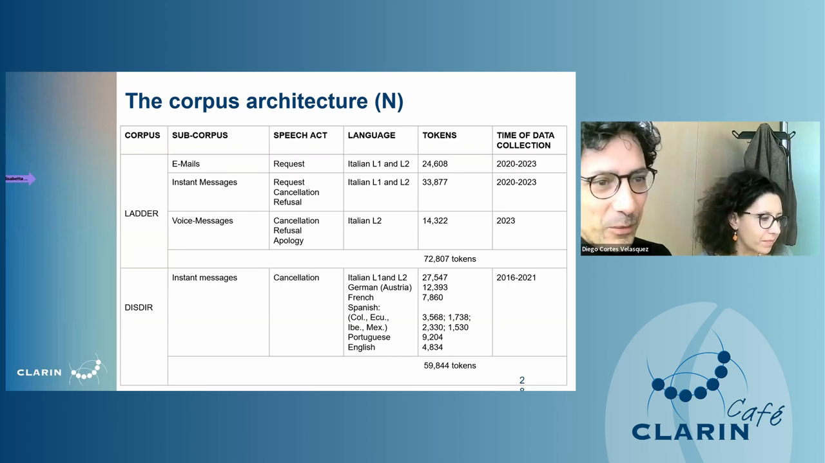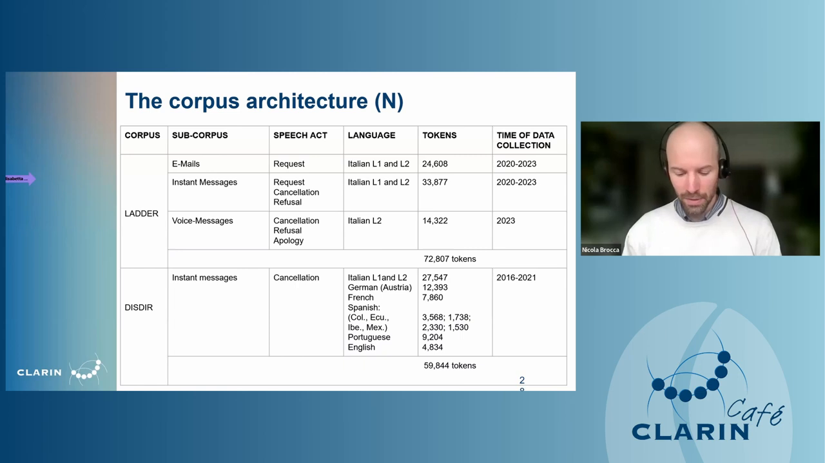Yes, I will show you the architecture of the corpora in terms of volume and other characteristics. They are built differently because their purpose was different. Ladder's aim is to investigate Italian L2 learners' production. Therefore, it constitutes a collection of L2 data juxtaposed with parallel L1 data. The data sources are various text genres such as email, instant messages, voice messages, as you can see in the first column, and various speech acts, as you can see in the third column, including requests, cancellation, refusal, apology. The primary objective is to facilitate an interlinguistic L1, L2 comparison, as Diego said.